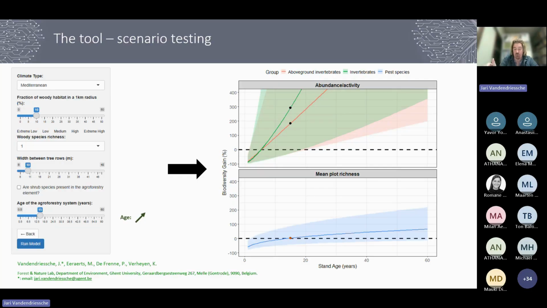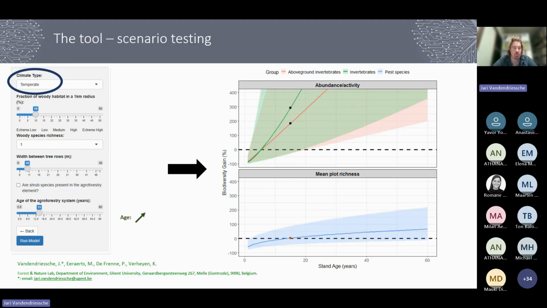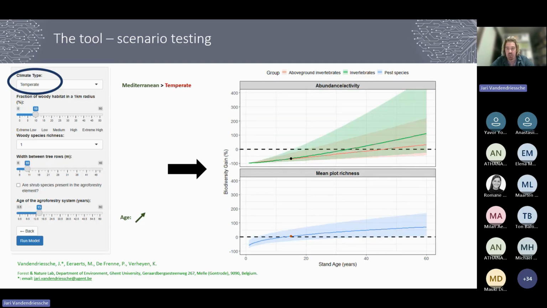So here, it's quite obvious that age has a positive effect on biodiversity gains. Now we will change the climate type to temperate, and then we see a sudden drop in the effects on biodiversity. Still, this is just a model, but it's still remarkable. So apparently, this simulation says that Mediterranean climates have more improvements for biodiversity levels.